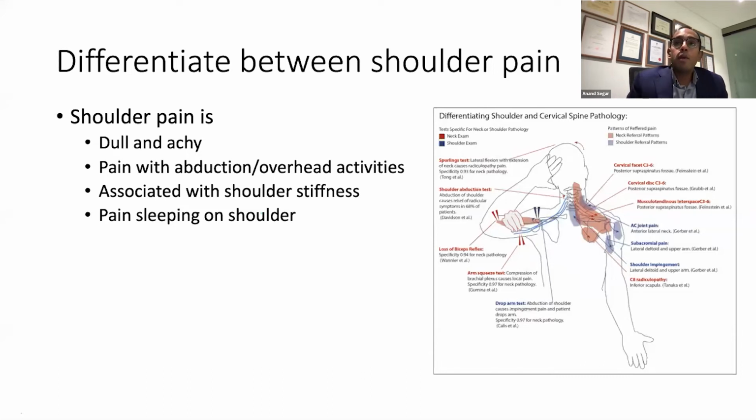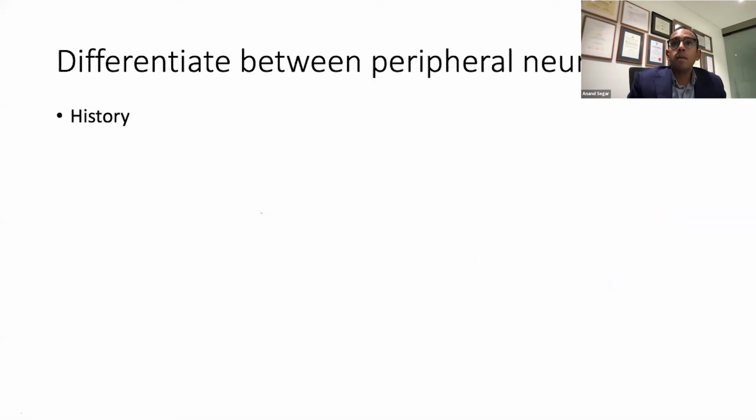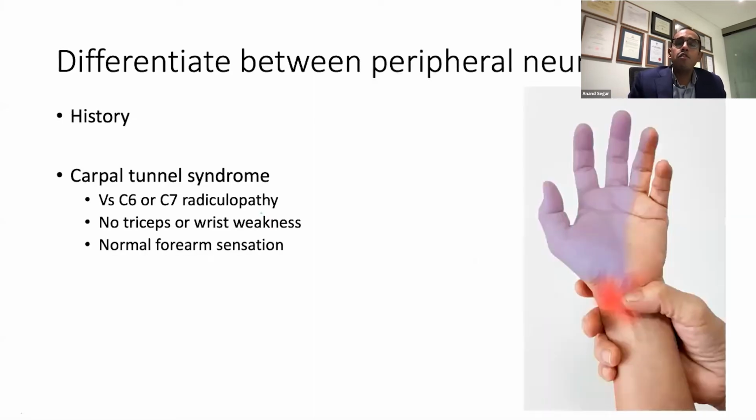And differentiating between peripheral neuropathy, you're going to look at the history. Carpal tunnel syndrome, that's commonly confused as a C6 or a C7 radiculopathy. But in carpal tunnel syndrome, they get hand symptoms. They wake up at night shaking the hand. Radicular patients don't have those signs. Carpal tunnel patients don't have triceps weakness or weakness with wrist extension. And patients with carpal tunnel syndrome will have normal forearm sensation. They won't have paresthesias in their forearm as a general rule.